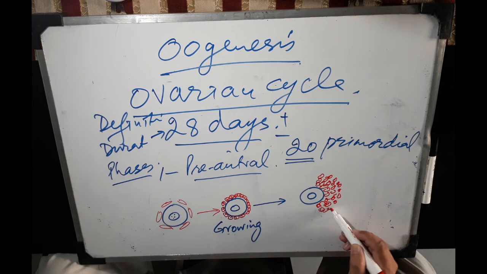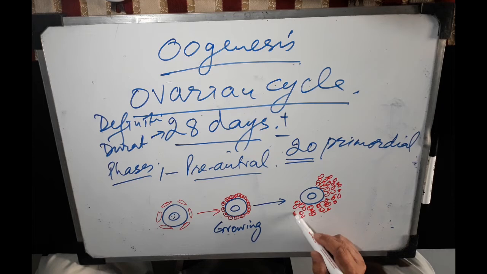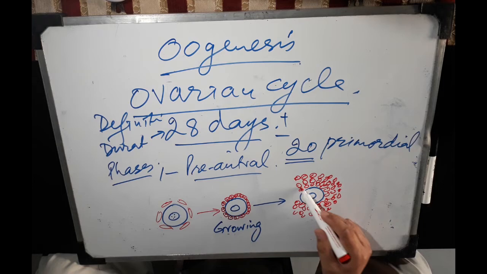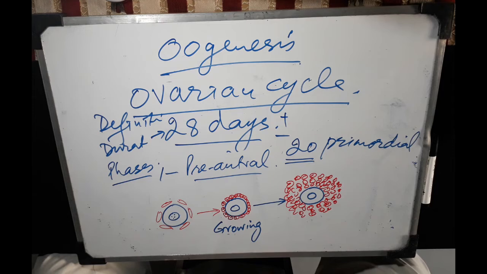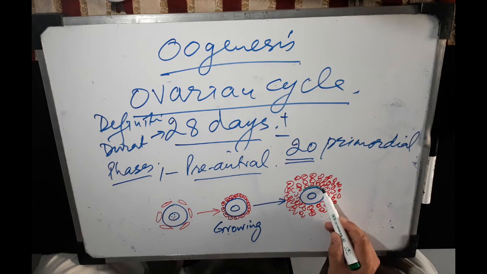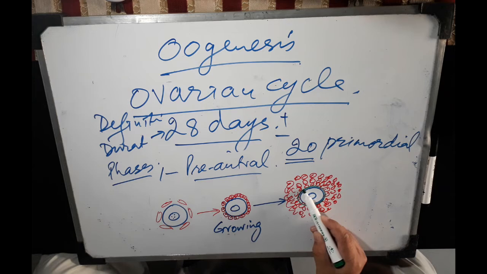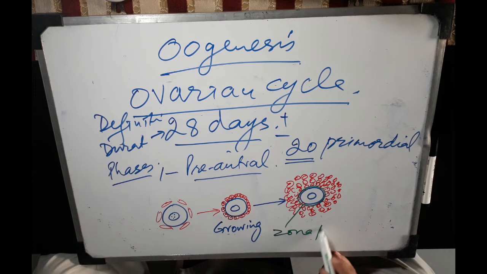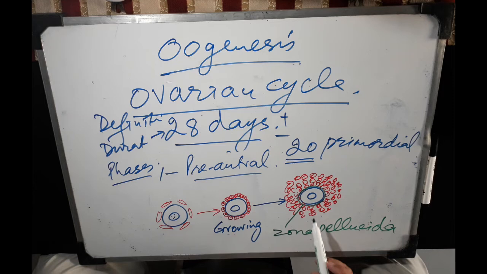So a transparent membrane is formed between this oocyte and the multiplying cells. This transparent membrane is known as zona pellucida. This is formed by contribution both from the oocyte and the cells.